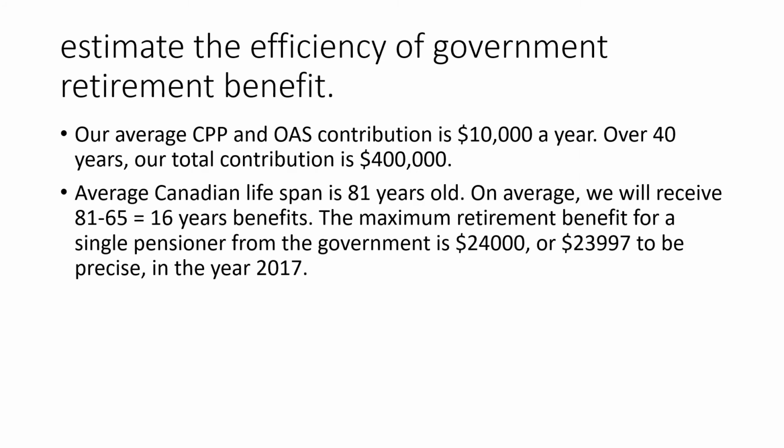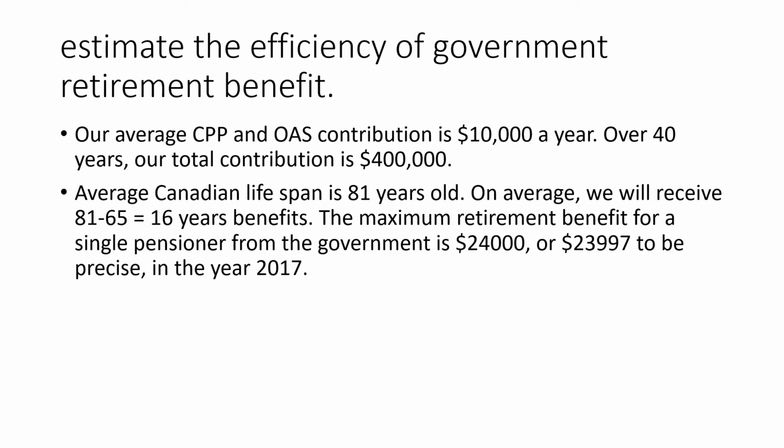Our average CPP and OAS contribution is about $10,000 a year. Over 40 years of working age, our total contribution is about $400,000. The average Canadian lifespan is 81 years old. On average, we will receive 81 minus 65, which is equal to 16 years of benefit.